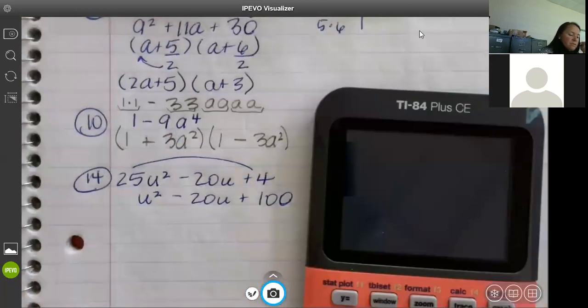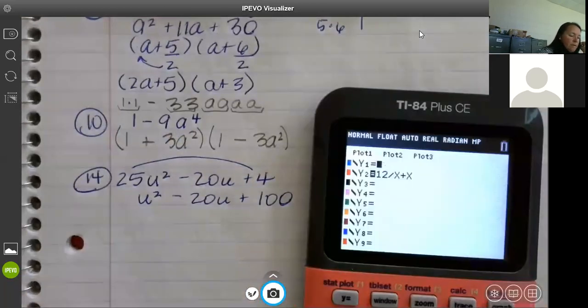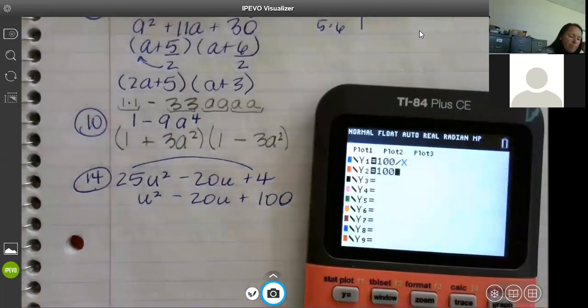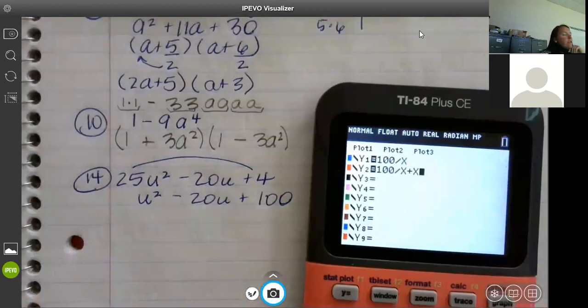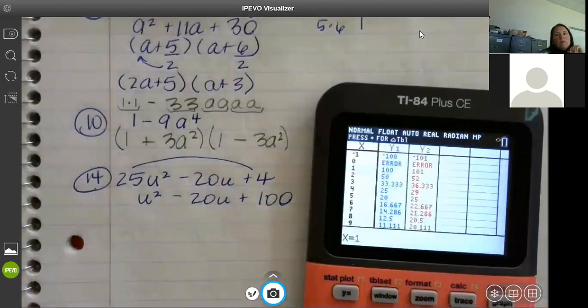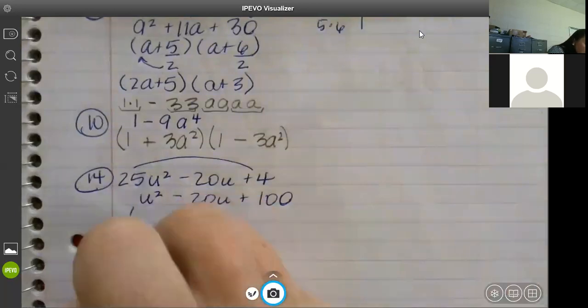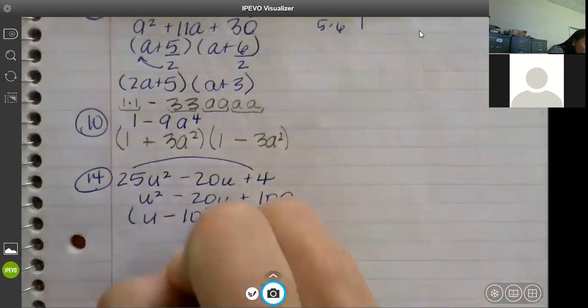Just to remind you one more time, factors of 100, we would put in our calculator like this, and we're looking for negative 20. So in your table, there's my negatives. There's your negative 20, negative 10, negative 10. So u minus 10, u minus 10.